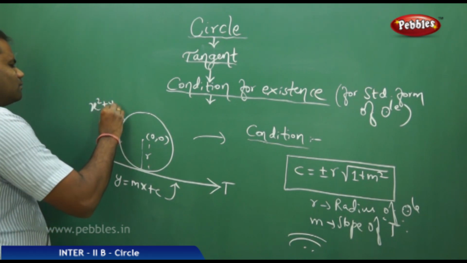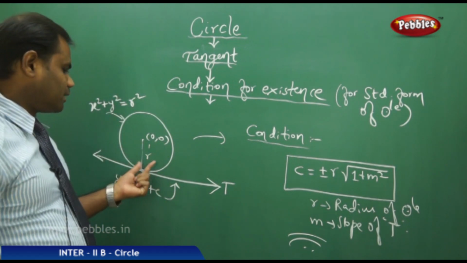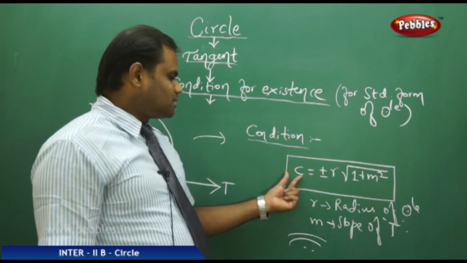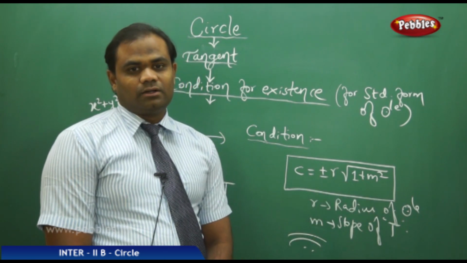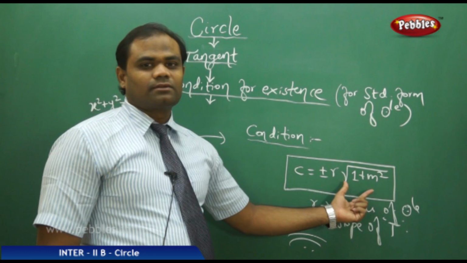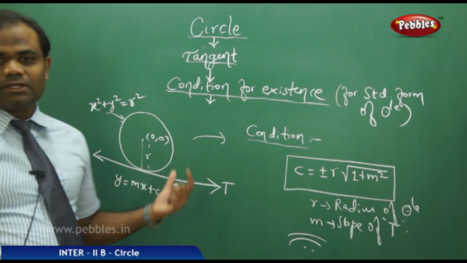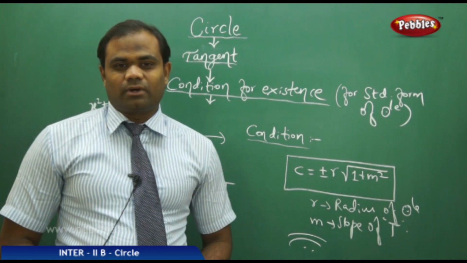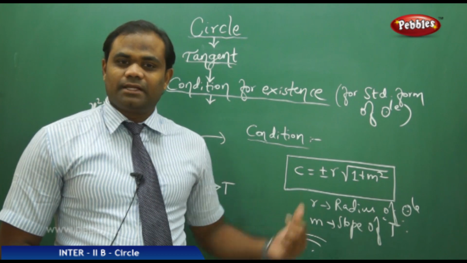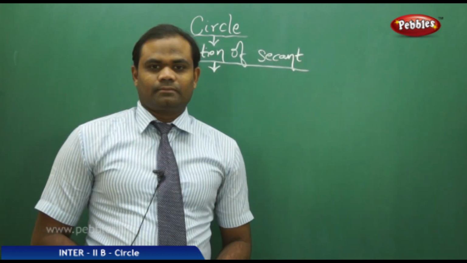This is how we understand the condition for this line to be a tangent to the circle x square plus y square equal to r square, center origin and radius r. The condition is c equals plus or minus r root 1 plus m square. So if c is equal to this, then we can say that the line y is equal to mx plus c is a tangent to the circle x square plus y square equal to r square. This is the condition for existence of a tangent to the circle in standard form.